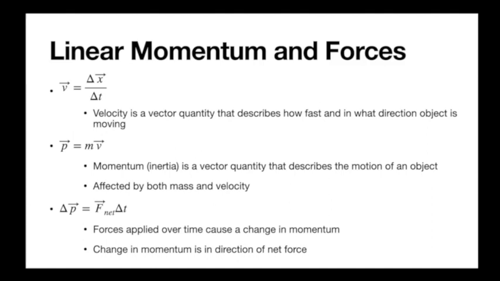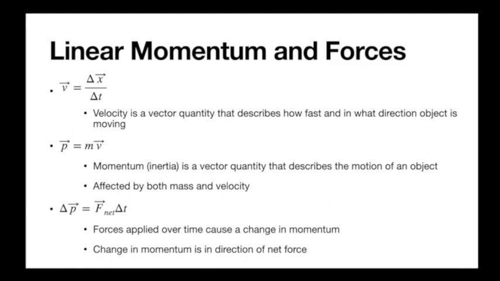And finally, how do we change our momenta? Well, we apply forces over time, and more specifically net forces. So the net force acting on an object multiplied by the time gives delta p. So again, F net and delta p are in the same direction. We're just scaling this net force by some amount of time to determine how big the effect is on the change in momentum. So forces applied over time cause a change in momentum.